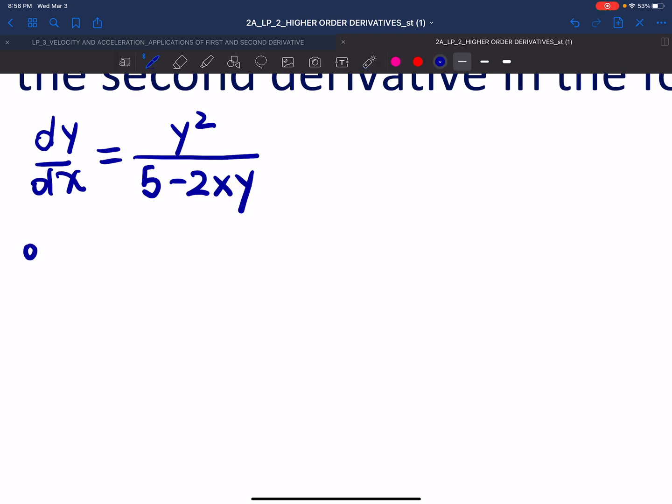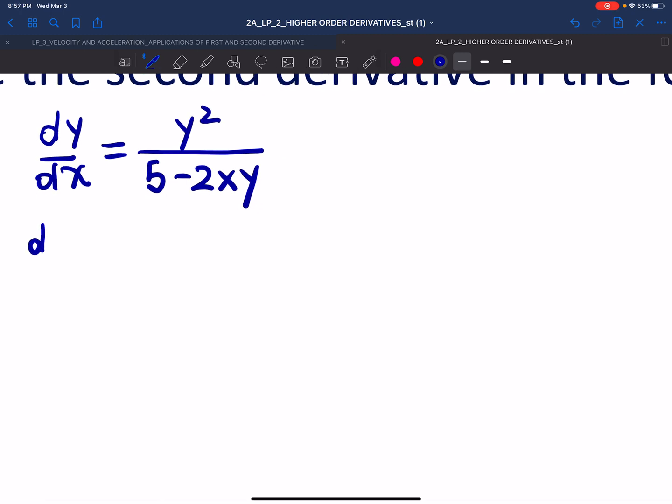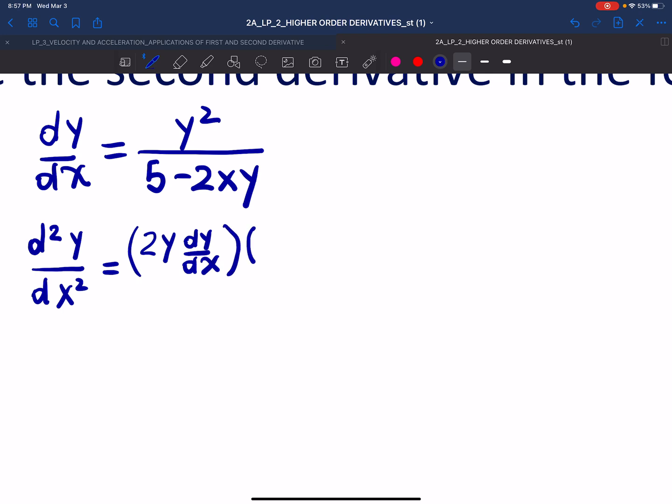So we'll write d squared y dx squared equals, the derivative of the numerator is 2y dy dx. This will multiply the denominator, which is 5 minus 2xy. Now, because we have the quotient rule, that means that we have a minus in here.